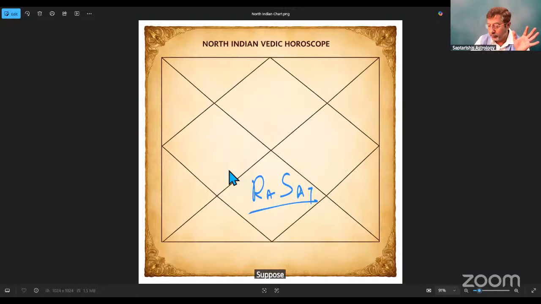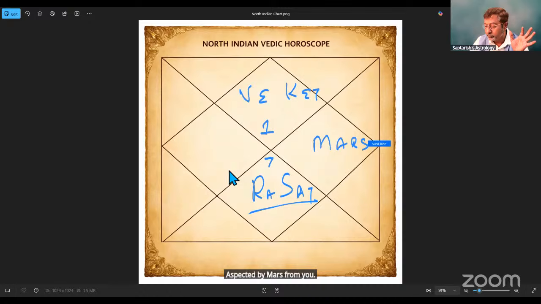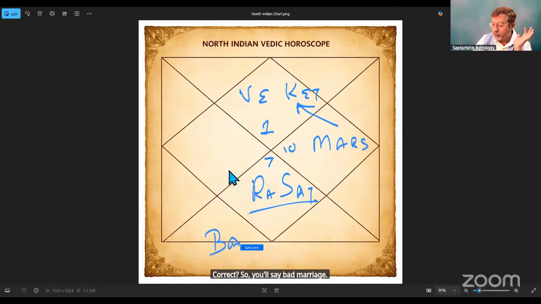Suppose it is Mesha Lagna. The 7th Lord is here, with Ketu, aspected by Mars from here. That too exalted Mars. So the 7th Lord also has some kind of affliction. Correct? So you'll say bad marriage. So what could be the result?